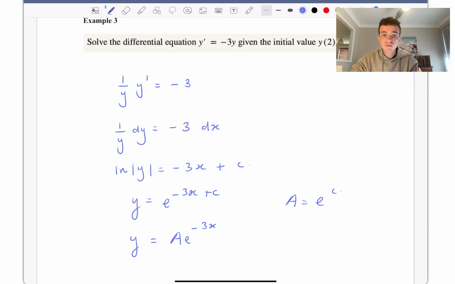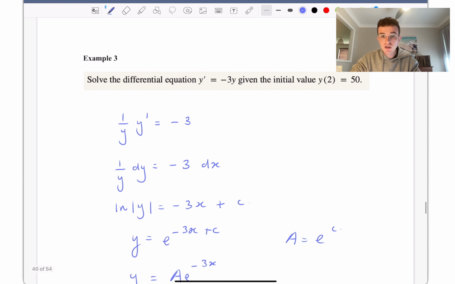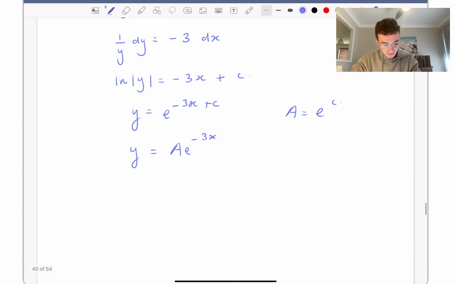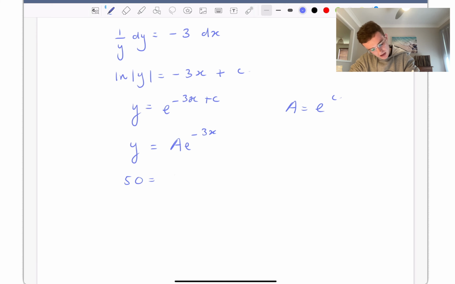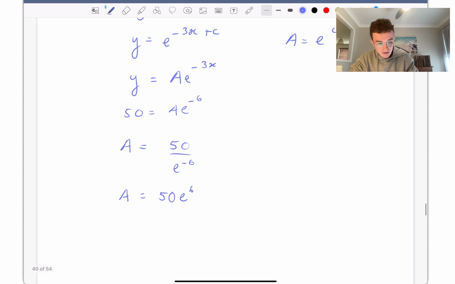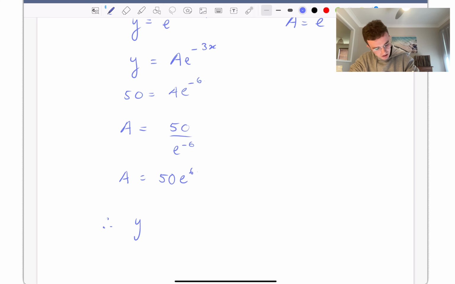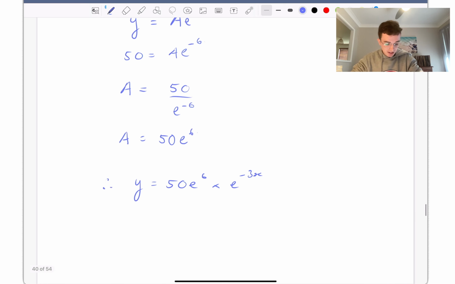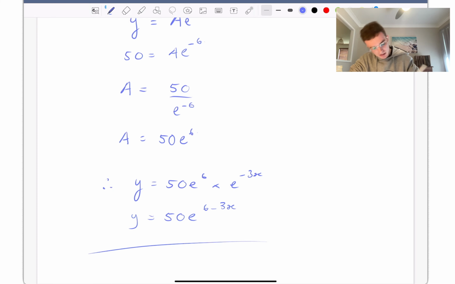So therefore y is equal to a e to the -3x. Now we're finding a particular solution where y of 2 is equal to 50. So 50 is equal to a e to the -3 times 2, which is -6, which means dividing that over, it's 50 on e to the -6, which of course is 50e to the power of 6. So therefore the solution is y is equal to 50e to the 6 multiplied by e to the -3x. Since they're both base e, we can combine this and say y equals 50e to the 6 minus 3x, and that is our particular solution.